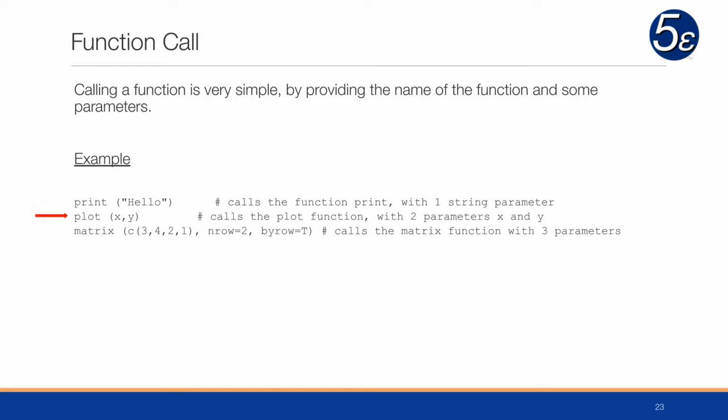Another function is the plot function, plot x comma y. This will call the plot function with 2 parameters, a vector of x and a vector of y, and it can produce an associated plot. There are other parameters for plots which will be discussed in another module. We've seen the matrix function, which creates a matrix. In this case, the first parameter is a vector of 4 numbers, 3, 4, 2, 1, followed by the parameter nrow, which equals 2, so we're saying this is 2 rows, and therefore will be 2 rows and 2 columns, and the data should be input into the matrix by row, as true.